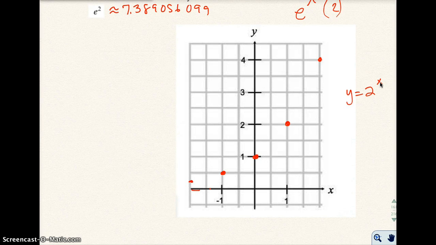Okay, and my horizontal asymptote is going to be the same as before, y equals 0. I just graphed here y equals 2 to the x. I'm going to do that for a reason. We'll see in just a second why. Okay, this is y equals 2 to the x.